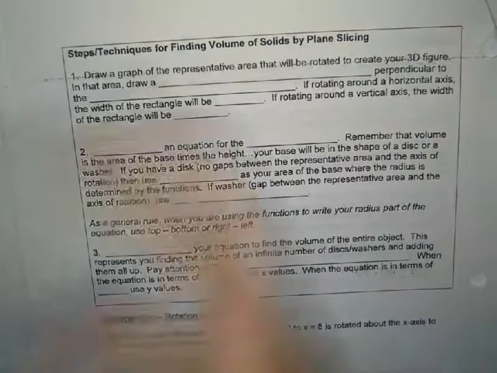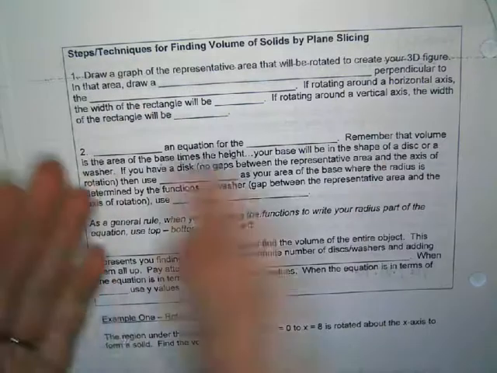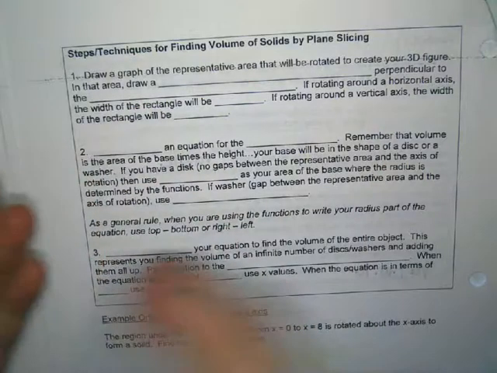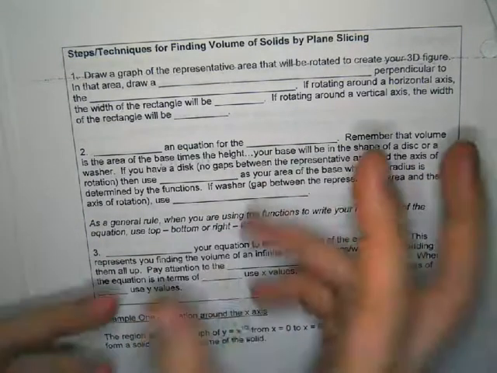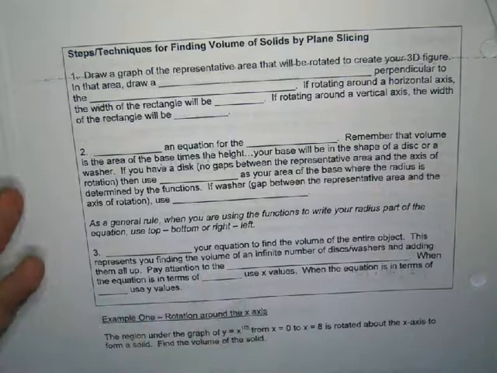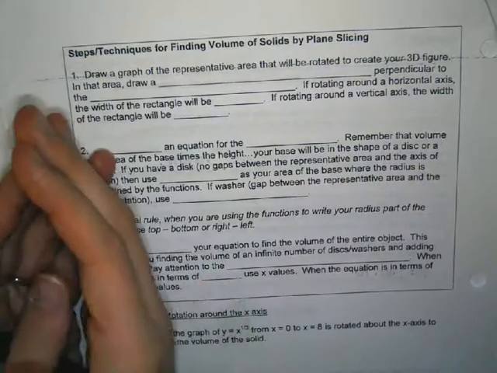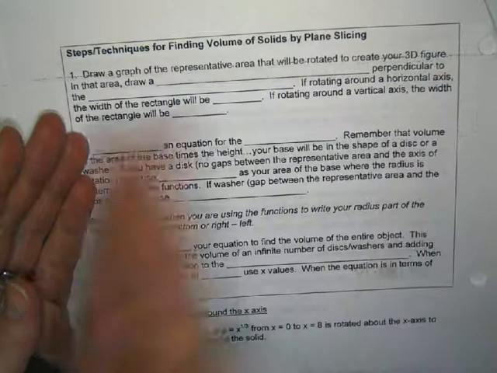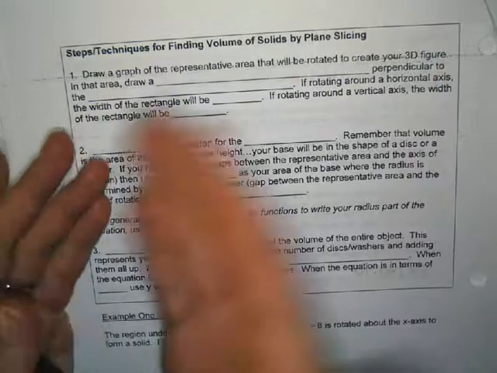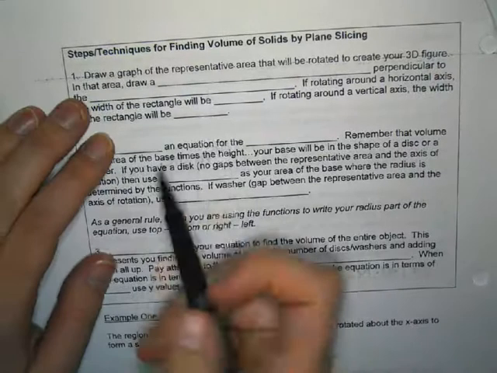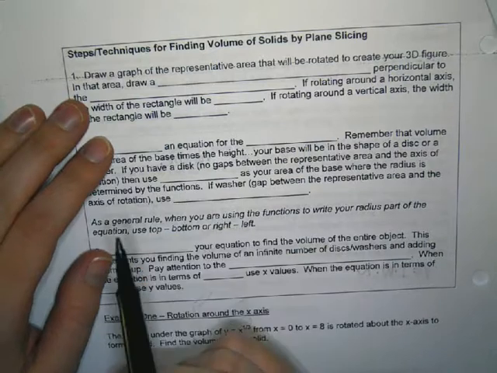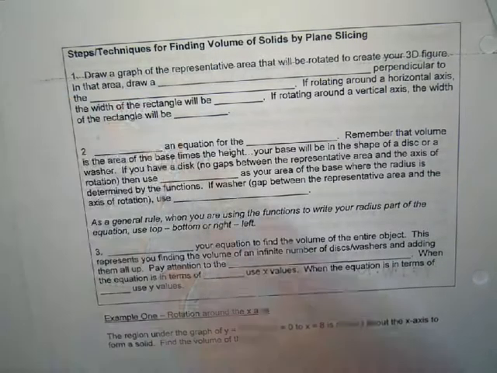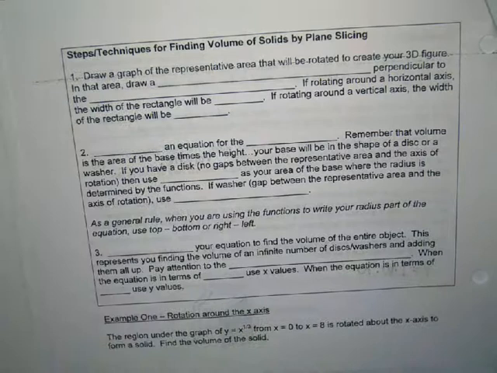So this is like you have a solid, because it varies or it's not straight edges, we're going to use calculus to slice it up into pieces and then add up all those pieces, much like you do with Riemann sums. You break it up into rectangles, add up all those areas of the rectangles. Now we're just finding volume. You're going to draw a graph of the representative area that we rotated to create your 3D figure.